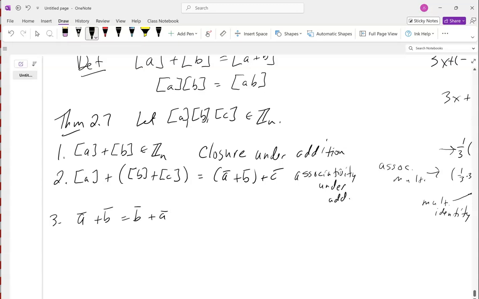What property do we call this one? Commutative. Good.